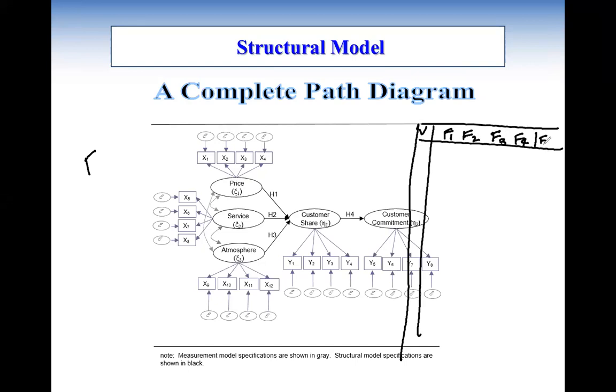The same thing we can present in a path diagram. This is our path diagram. Now how many questions in factor 1? x1, x2, x3, x4. These are the factor loading values, and you can see the arrows.